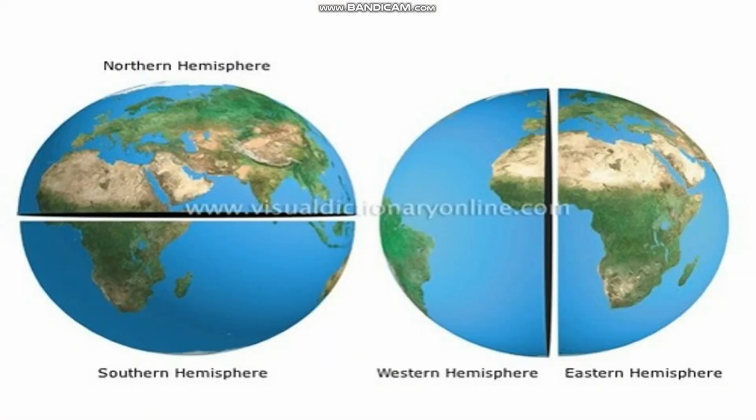Now, let's see about the northern hemisphere and southern hemisphere. Already we discussed the equator, which divides the globe into the northern hemisphere and southern hemisphere. Whereas the prime meridian divides the globe into 2, that is the western hemisphere and eastern hemisphere.